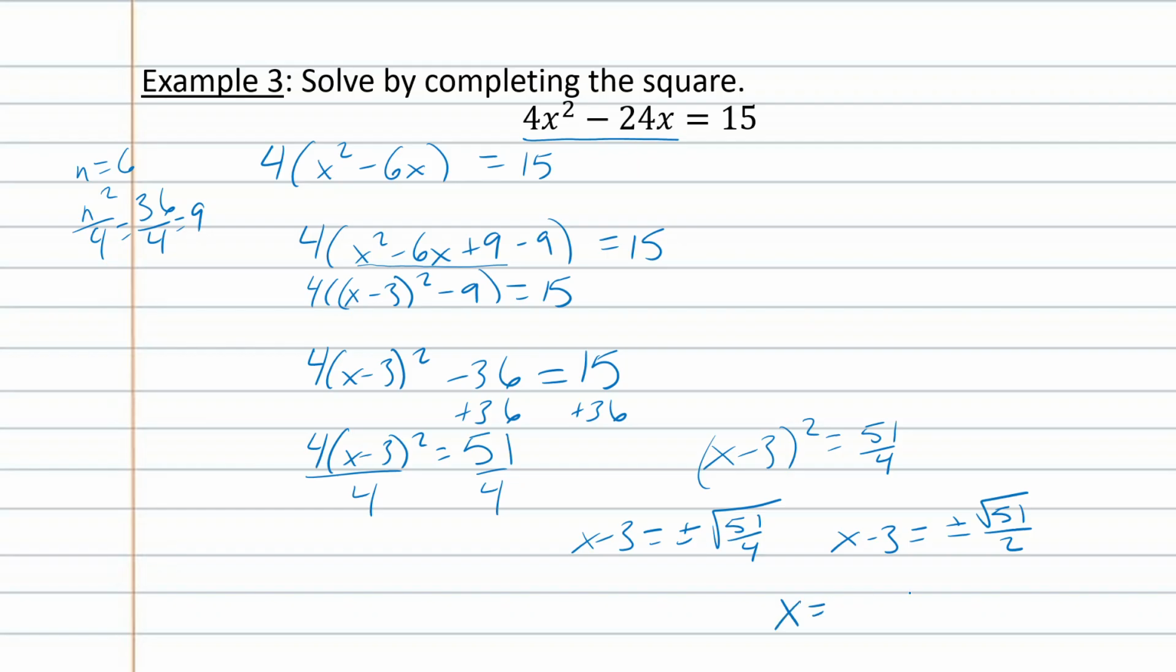So here x equals 3 plus or minus the square root of 51 all over 2. Okay, because I added 3 to the right hand side. So here's our two solutions. One solution is 3 plus the square root of 51 over 2. The other solution is 3 minus the square root of 51 over 2. Easy enough, easy enough.